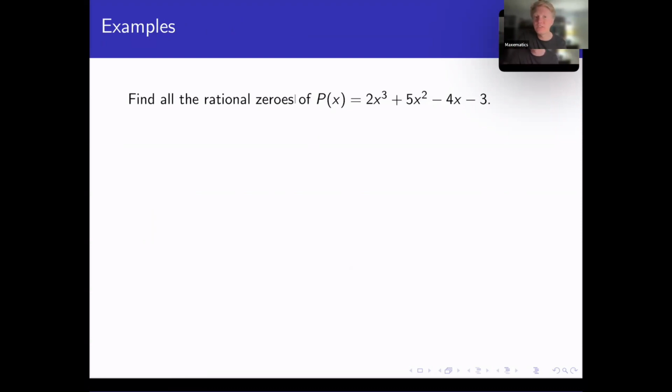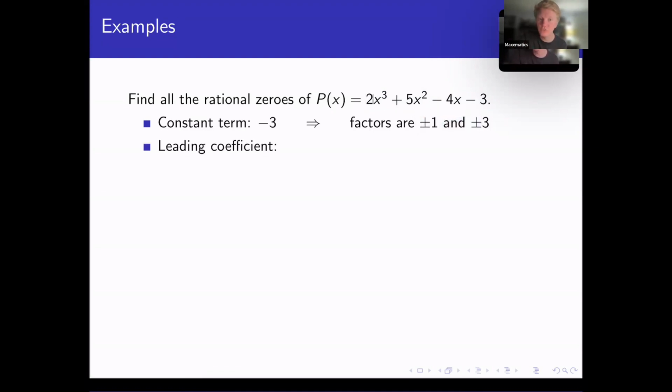So let's start by finding all the rational zeros of 2x^3 + 5x^2 - 4x - 3. Okay, so how we do this is we look at the constant term and we look at the leading coefficient. The constant term is -3. And the factors of -3 would be plus and minus 1 and plus and minus 3. So here are the factors of -3. And then the leading coefficient is 2. And likewise, its factors are plus and minus 1, plus and minus 2, right?